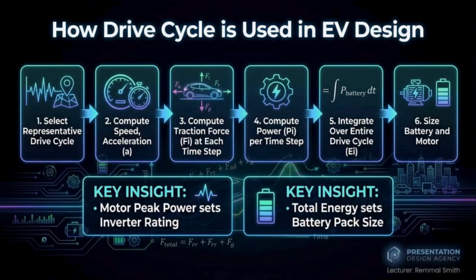Peak power determines the motor and inverter rating. Total energy determines the battery capacity. Peak power defines how strong the system must be, while total energy defines how long the system can operate.